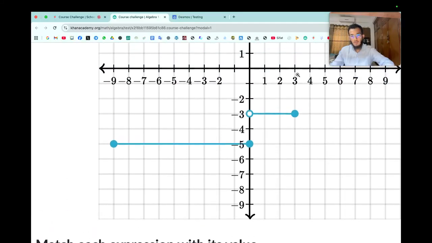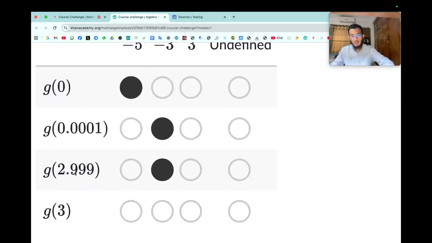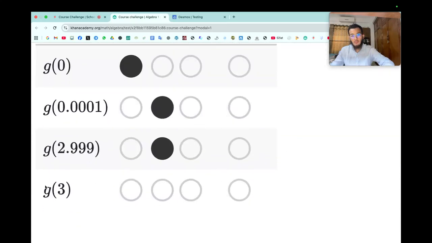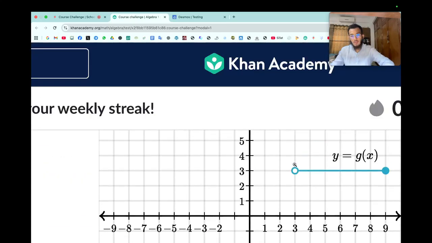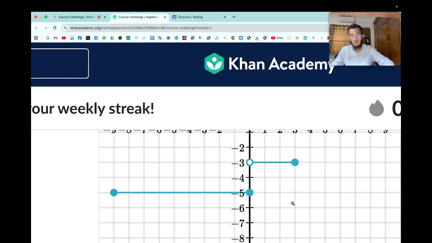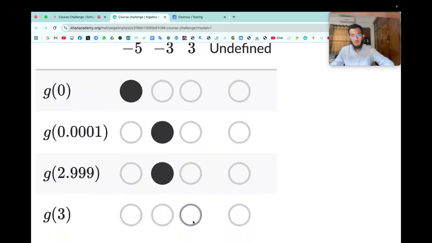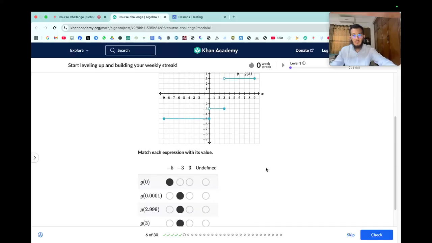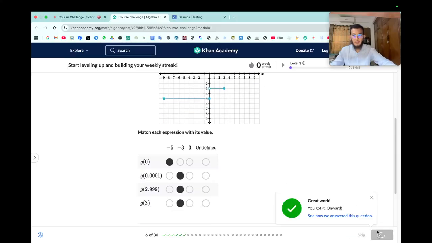Even if it was 3, for 3 we have -3, and for the left side of 3 we would have -3, and for g of 3 we also have -3. So this should be our answer.